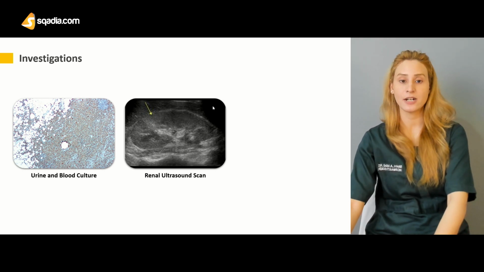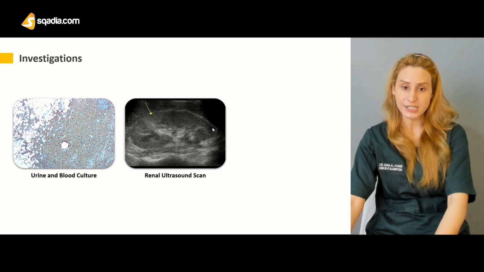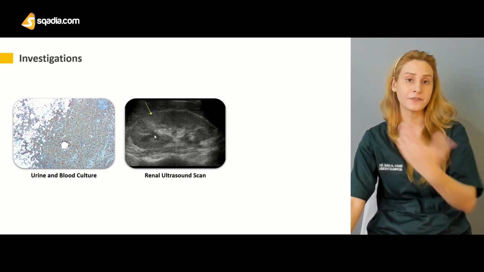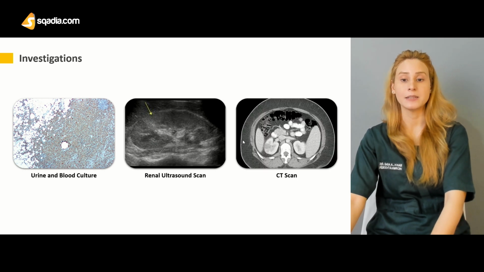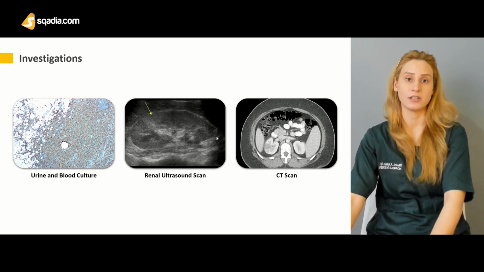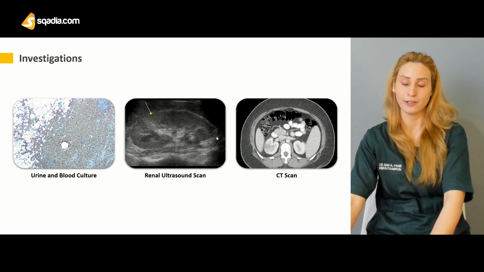It will tell you about the renal parenchymal changes. There are different grades for the renal parenchymal changes, grade 1, grade 2. And then you have the contrast enhanced CT scan, which is absolutely a very important investigation when you're investigating a case of pyelonephritis.